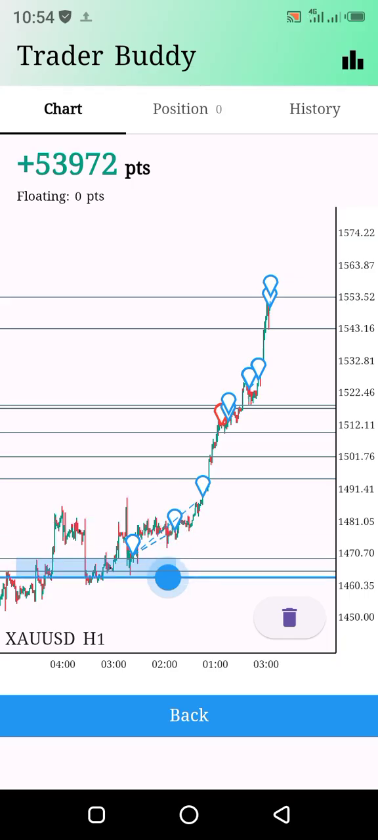You could have caught that if you knew the basic market structure, which is that price is either making higher highs and higher lows, or making lower lows and lower highs. That's the basic market structure.